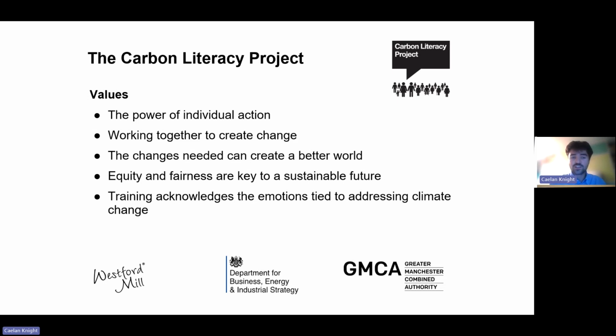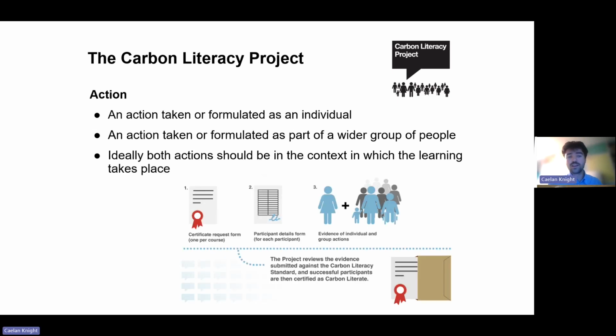The training also acknowledges the emotions tied to addressing climate change. And finally, there's a really key part of carbon literacy that means it's not just a training program. It's not something you just go on, you understand climate change, and that's it. A key element of carbon literacy is that you commit to an individual and a group action as part of your training. And this action needs to be new. It needs to relate to your role within the council or wherever the training is delivered. And it needs to reduce carbon emissions. So you need to explain how you're going to reduce those emissions.